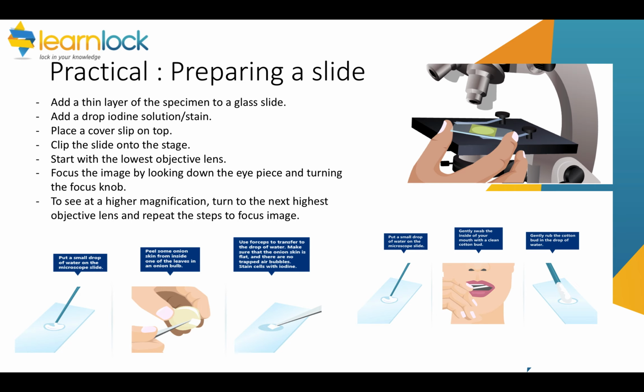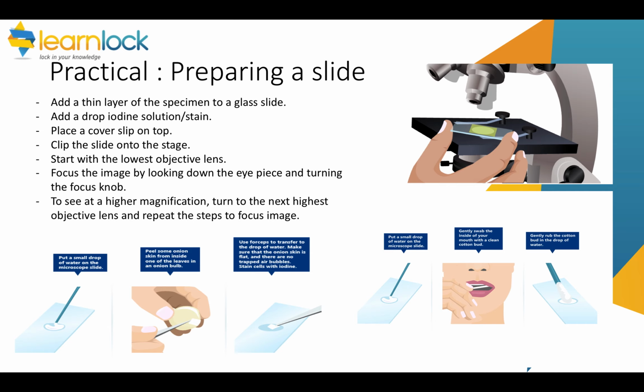So you clip it onto the stage of the microscope. You will then start with the lowest objective lens, the one with the smallest number on it. Normally they say ×4, it might say ×10. Then you will look down the eyepiece and you will focus the image by turning the focusing knob.